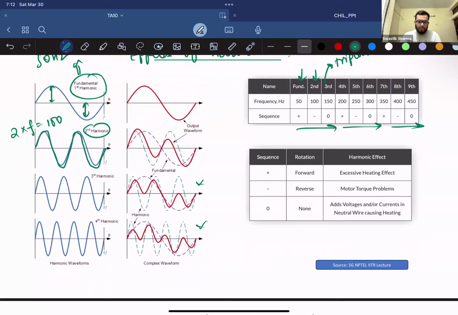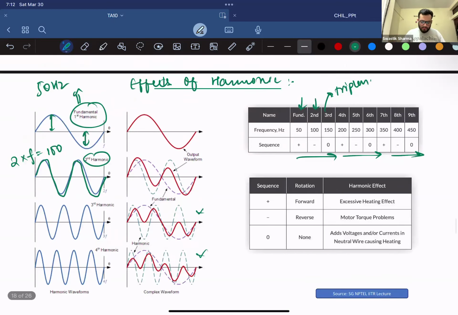One issue they have is with motor torque, and this is usually because they are out of phase with the normal fundamental frequency, right? If they are rotating out of phase, the motor torque, which is being generated using a rotating magnetic field, would be plagued with these harmonics, which would cause torque problems. And zero sequence, they don't do anything. It's just that they add to the neutral to ground wires, which causes heating in that neutral wire.